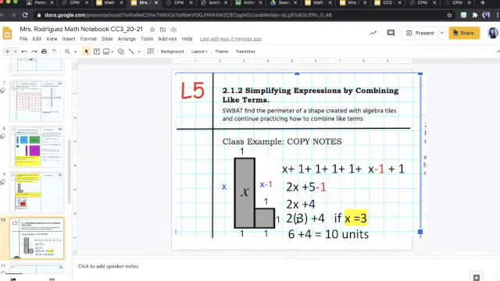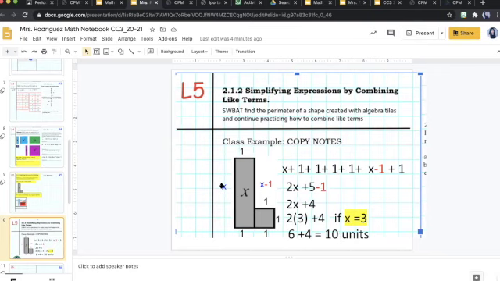And then you see that in here, we substitute when x is equal to 3. This is part of the problem that we're doing in class. It tells us to calculate the perimeter if we know that x is equal to 3. So then we do 2 times 3, which gives us 6, and then we add 4, which gives us 10 units, and that is our final answer.